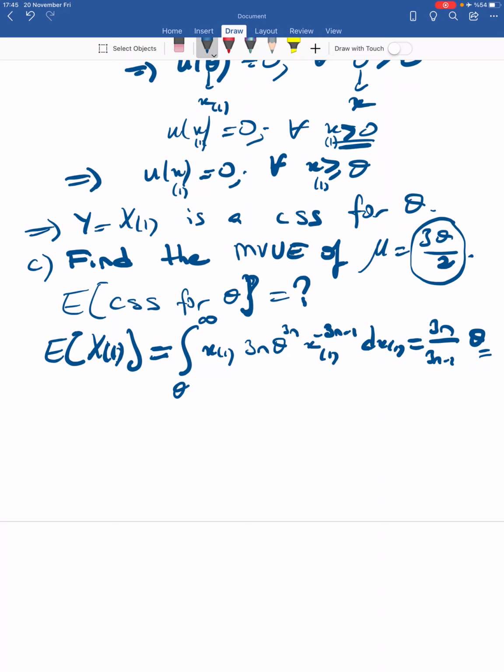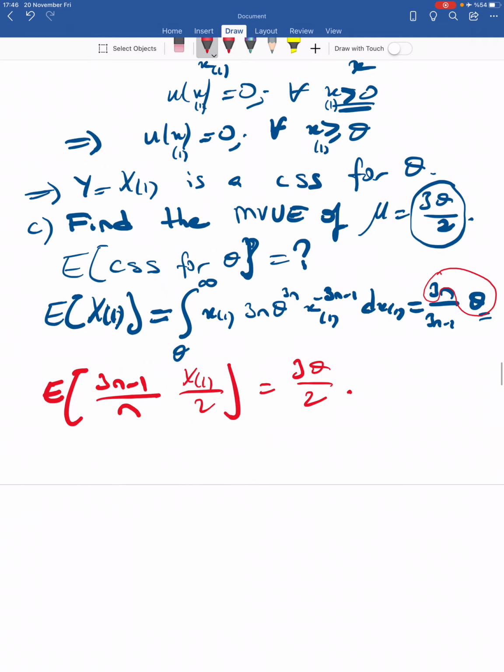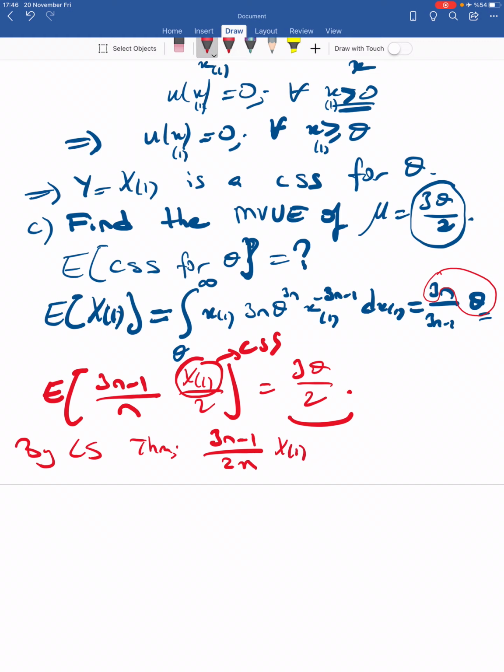So I have this 3 theta part. Okay, then I need the over 2 part, and I need to get rid of the 3n minus 1 and n part. So what I'm doing here is multiplying both sides by (3n minus 1) over n. Okay, and I need 1 over 2 here, so x1 over 2. If I do that, I will get 3 theta over 2. Okay, now this is a complete sufficient statistic. So in terms of the complete sufficient statistic, I found the unbiased estimator of 3 theta over 2. So by the Lehmann-Scheffé theorem, this quantity (3n minus 1) over 2n times x1 is the minimum variance unbiased estimator of mu. Okay.